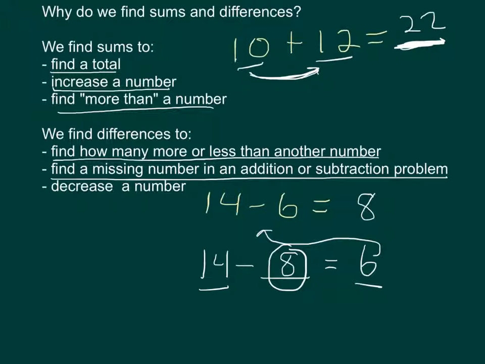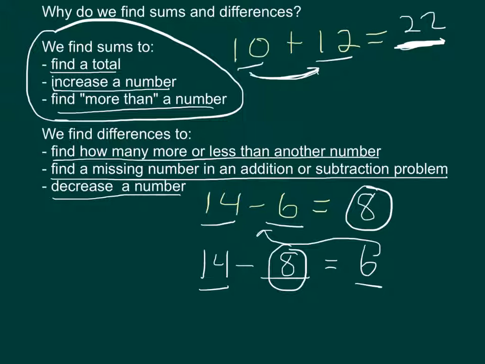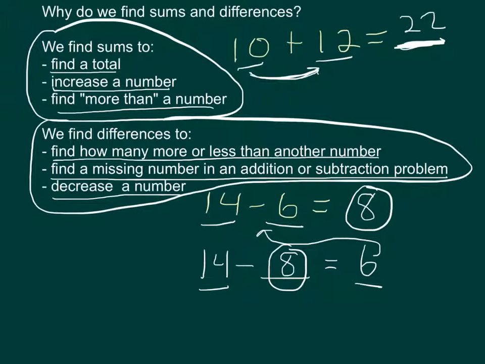missing number is. We also find differences to decrease a number. What is 14 decreased by 6? Decrease means get smaller. So 14 decreased by 6 is 8. So make sure you have a list of the different reasons we find sums and differences. Make sure those make it into your notes. And you'll be ready for the next page. And the last page.